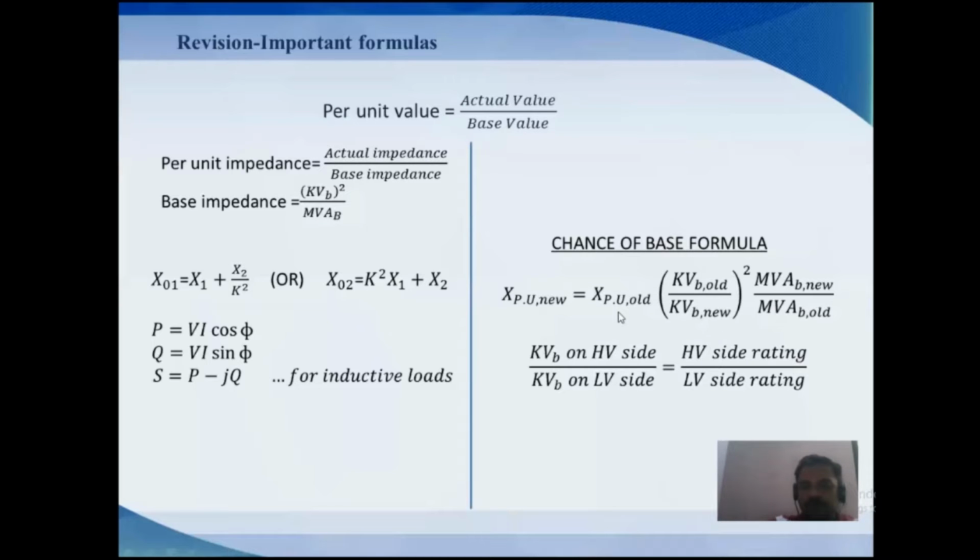These formulas are used for the old per unit value, the manufacturer-fixed per unit value. From that per unit value, you calculate the new base per unit value by using this formula. Then there is the final important formula.